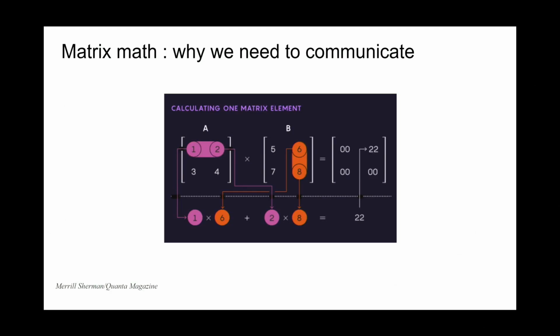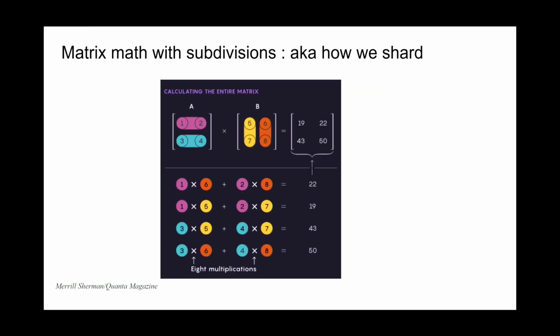So, matrix mathematics, for everybody who's forgotten this successfully. I'm sorry, I'm going to bring this back up again. If you look at this, it's showing two matrices, A and B, being multiplied, and the way they get multiplied is what's shown. The 1 and the 2 get multiplied with the 6 and the 8 in this particular way, and then you get the result 22 in the top right. What is interesting is that this matrix multiplication can be sharded.